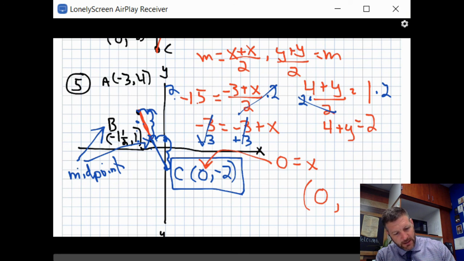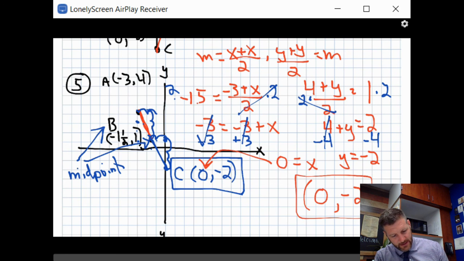I'm sorry, I'm going to subtract 4 to get y by itself. That cancels out. And now I have it. I have my y is equal to 2 minus 4, which is -2. So my y coordinate is -2. And we can see that that is also what we already knew.